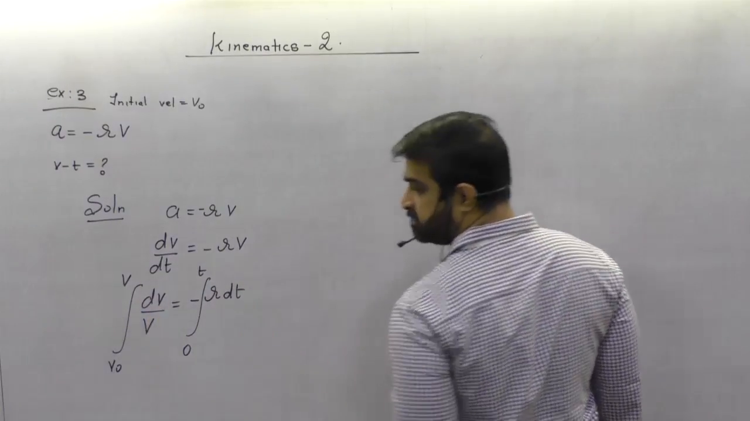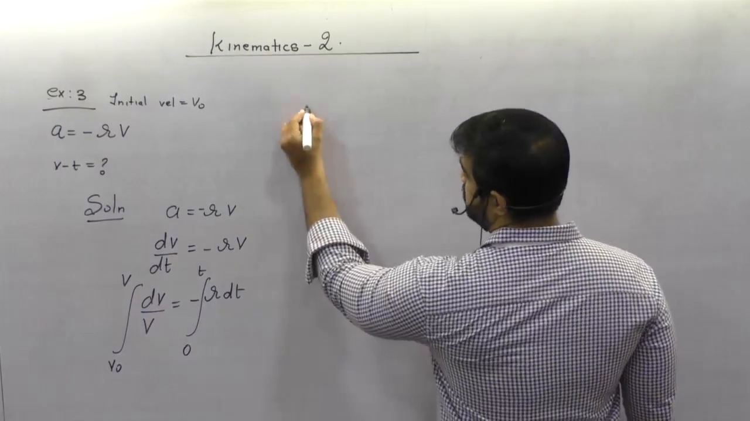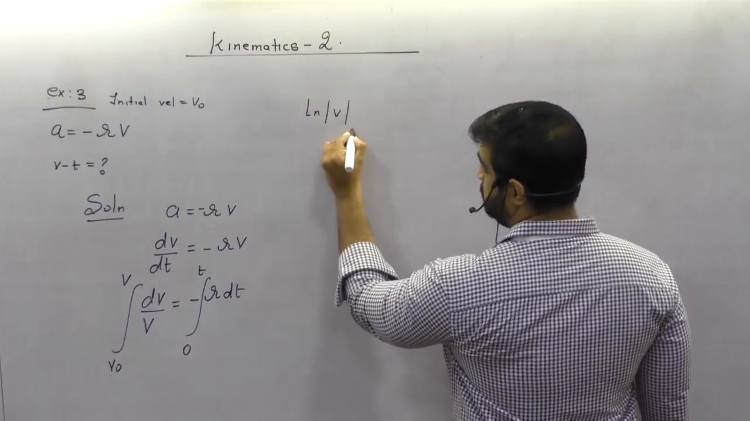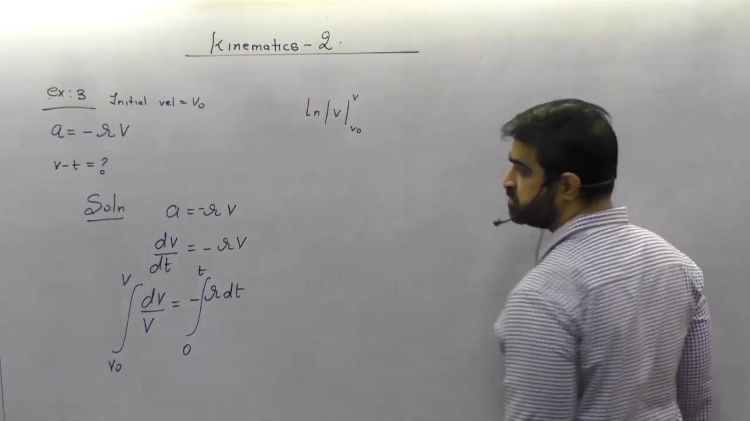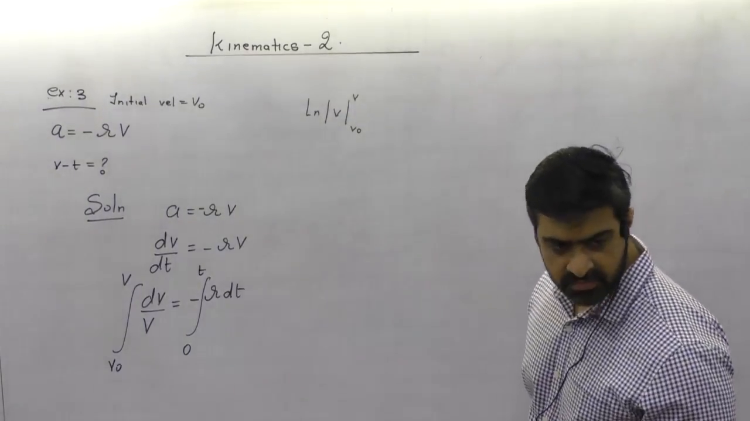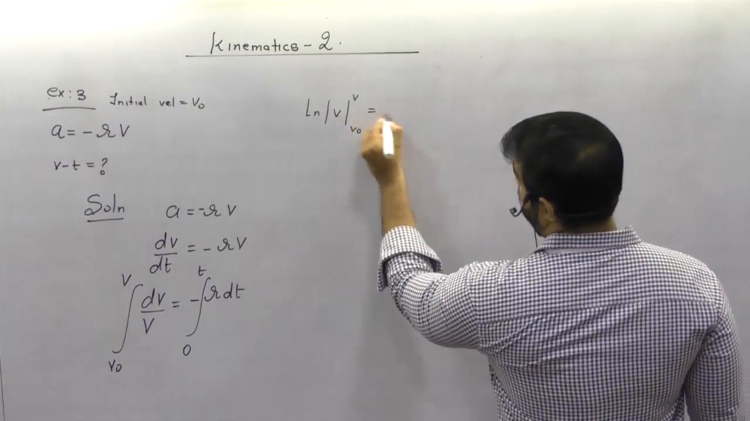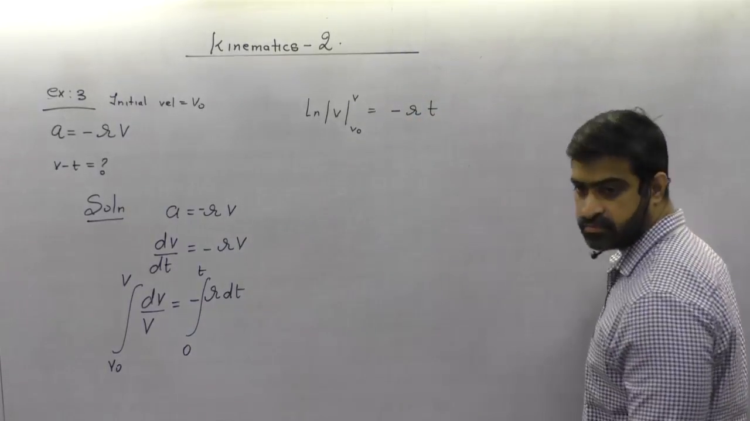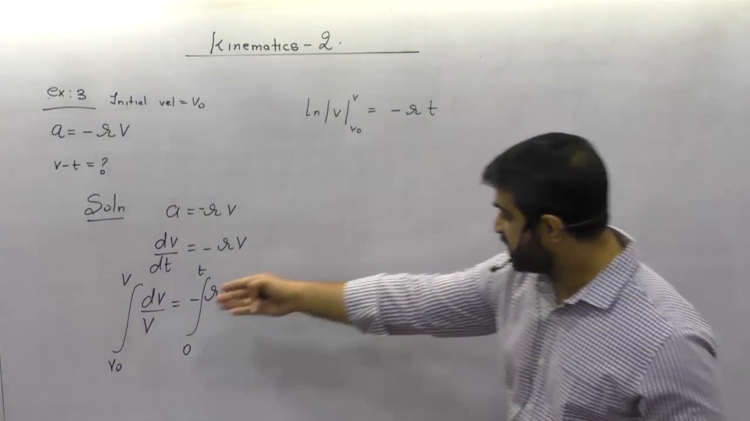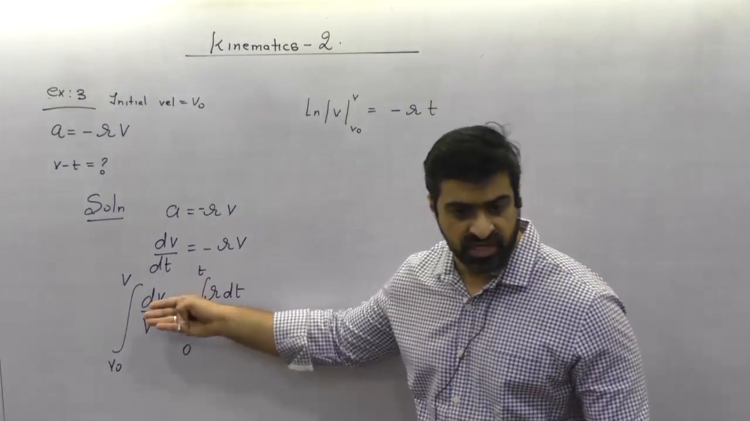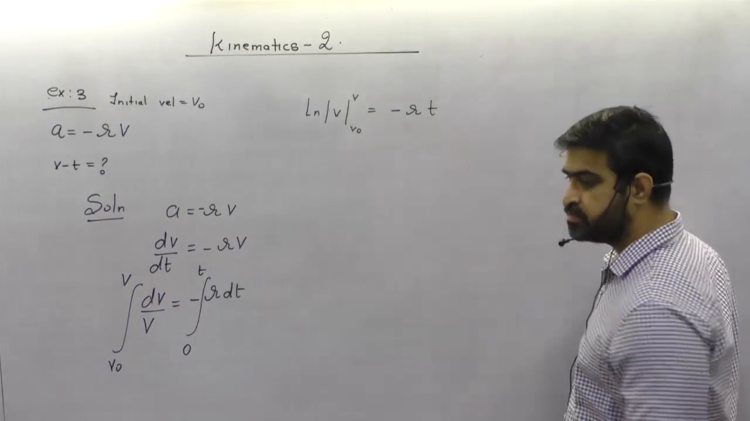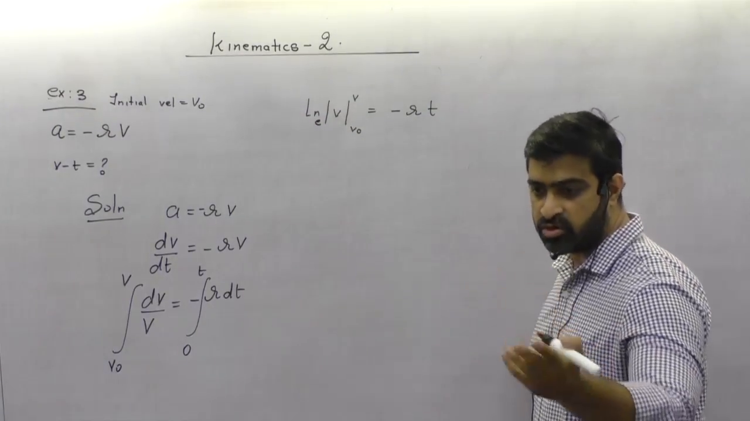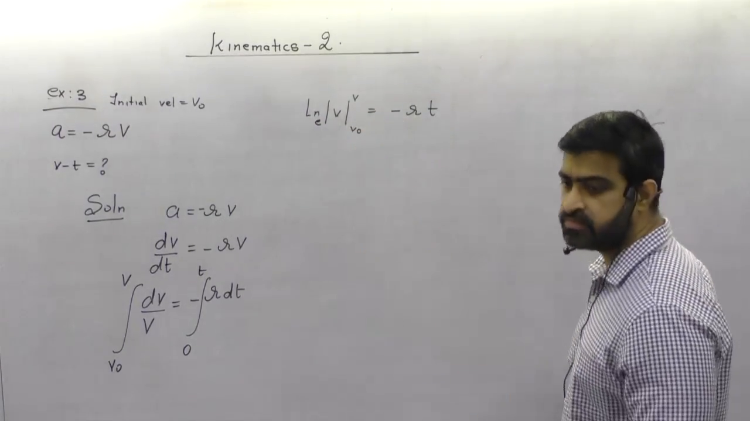Integration of dv by v is log of mod of v, from v naught to v, ln, base e, and minus r dt integrates to minus rt. You remember this formula, integration of dt by t is log of mod of t to the base e. There are two logs, log to the base 10 and log to the base e. This is log to the base e.